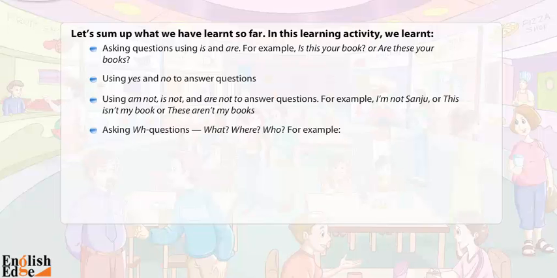Asking WH questions, what, where, who, for example. What is your name? Where are you from? Who are you?